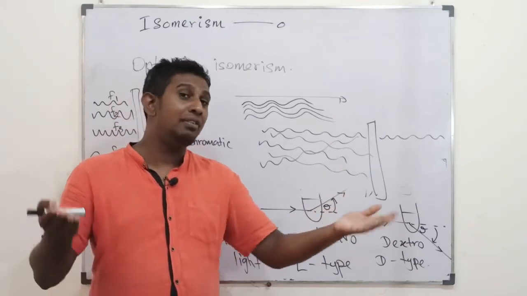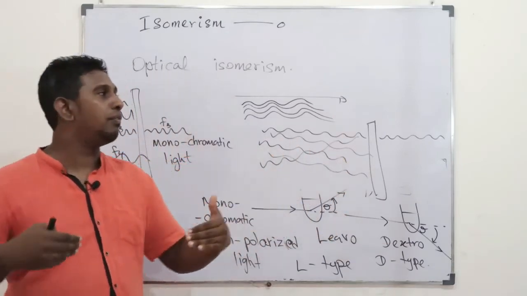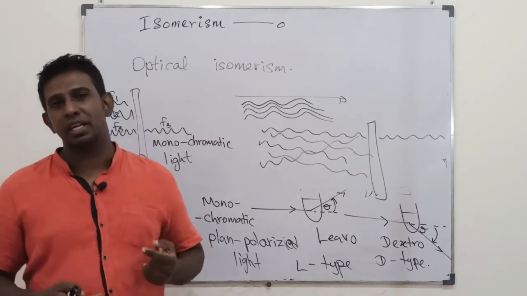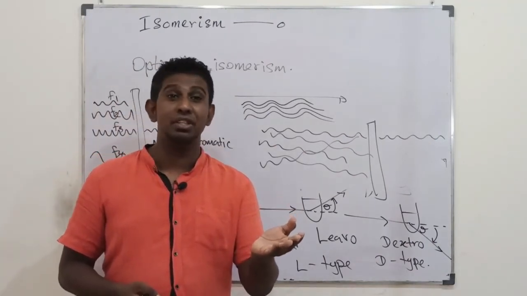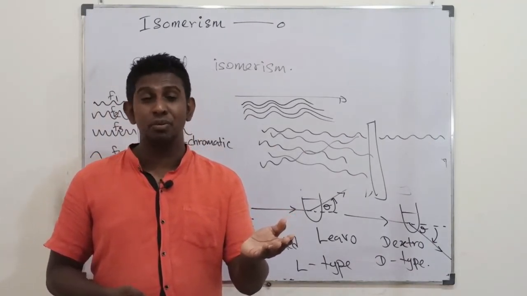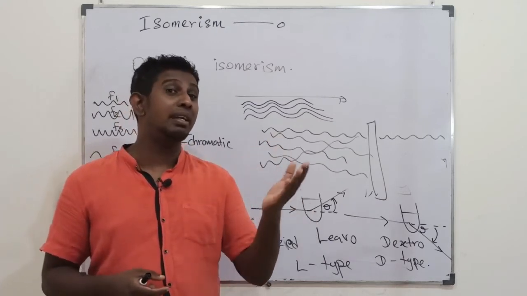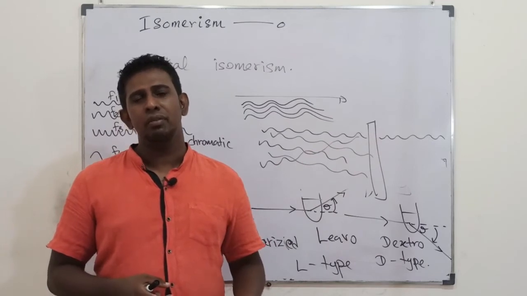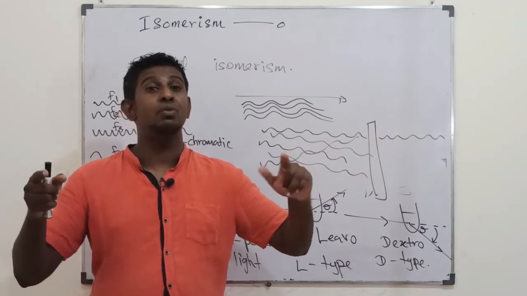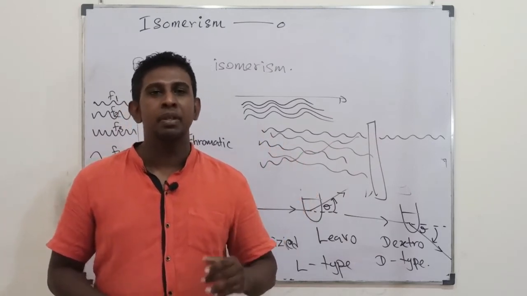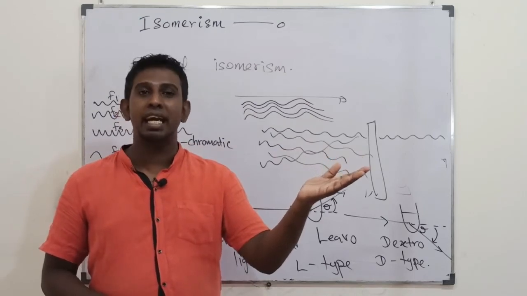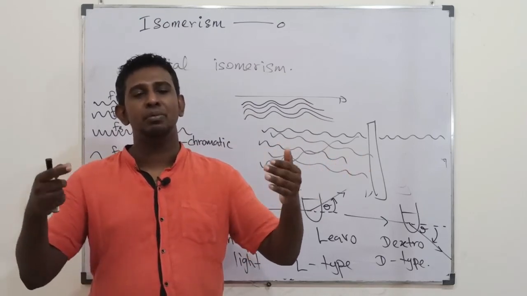Having two such different structures for the same molecular formula, having the same structural formula as well, but arranged in two different ways, as one is the mirror image of the other, we call them enantiomers. That is one type of stereoisomerism. The type is called optical isomerism.